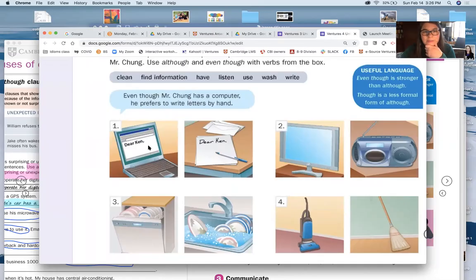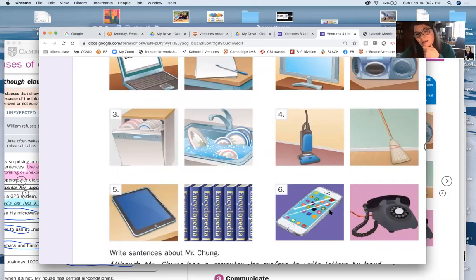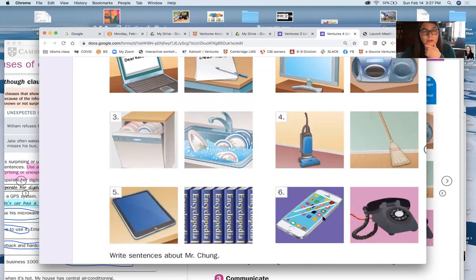Dear Ken on a laptop or paper. And we know Mr. Chung likes to do things old-fashioned. So here you can say, even though Mr. Chung has a computer, he prefers to write letters by hand, okay? Number 2, this could be a couple things. This could be listening to music online or playing CDs, right? Or listening to a radio station online, something like that. Washing dishes, right? Cleaning, getting information, talking on the phone, or communicating with people.